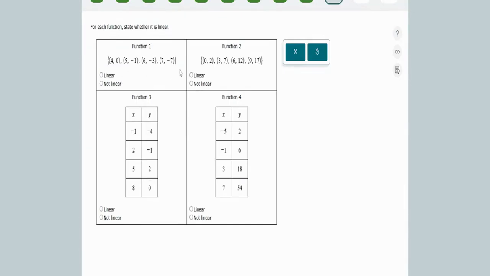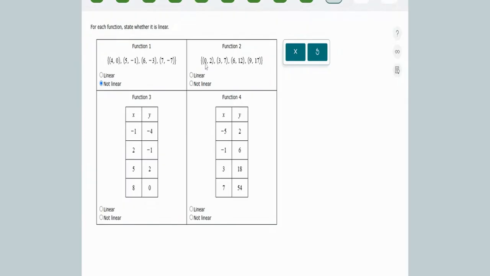All right, now in this case, we can state whether it's linear or not by just looking at the pattern. If it's got a constant rate of change, it's linear. So 4, 5, 6, 7. We're counting up by 1 on the x values. 0, -1, -3, -7. These y values are dropping more and more each time, so that would not be linear.